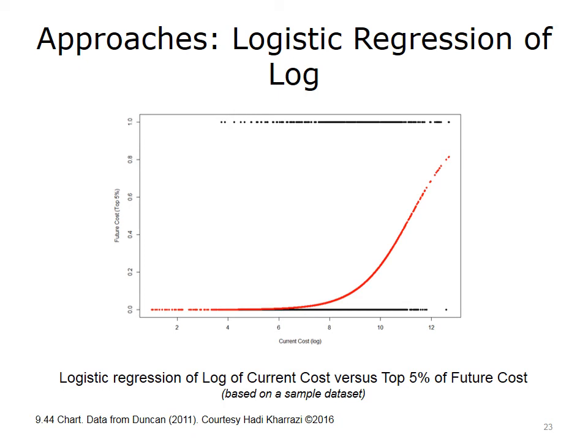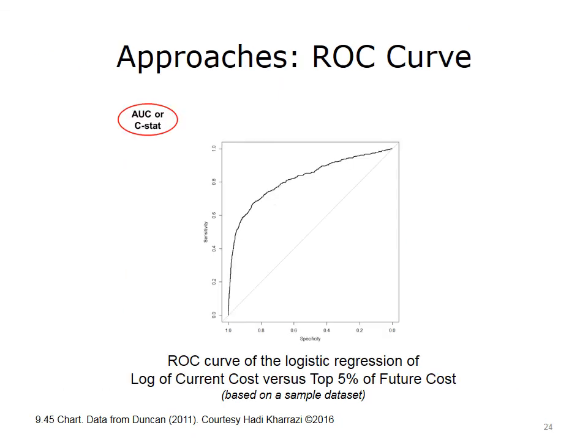Remember that R-squares are not used to evaluate models that predict binary values, such as being in the top 5% cost or not being in the top 5%. Thus, a receiver operating characteristic (ROC) curve needs to be constructed, and the area under the curve, AUC, also known as C-stat, should be used to show the power of the model to differentiate the outcome variable.